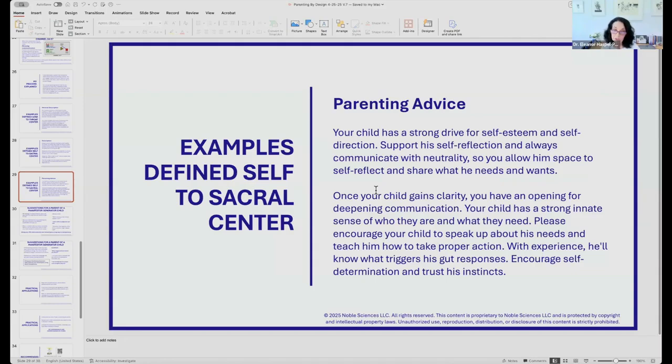Your child, with the sacral to the self, has a strong innate sense of who they are and what they need. Encourage the child to speak up about his needs and teach him how to take proper action. That will give him the experience to know what triggers his responses and to encourage self-determination. So as he gets older, you'll be able to trust him with his inner instincts and to stay balanced and aligned and responsible.